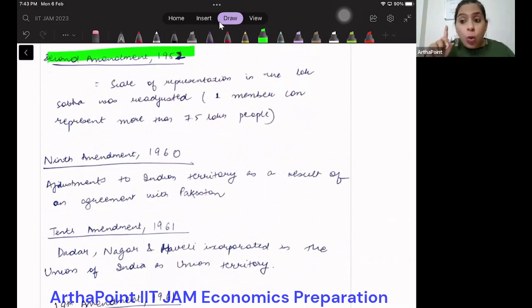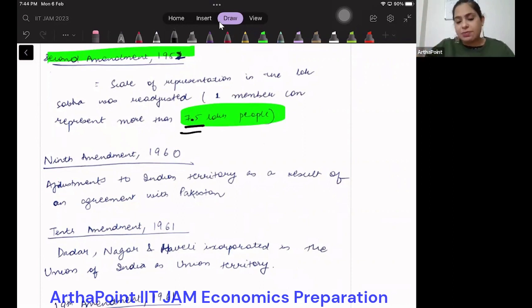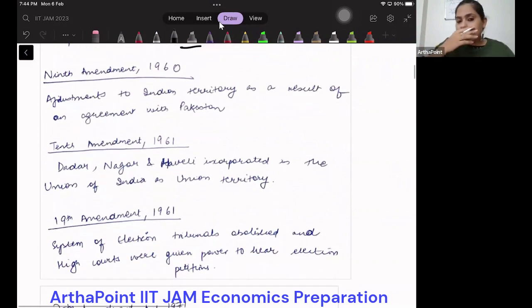We said that one member in Lok Sabha is representative of approximately 7.5 lakh people in the economy. So this is a point. If you can't see this, this is 7.5 lakh people in the economy. Then there were multiple amendments which were related to creation of different union territories, etc.